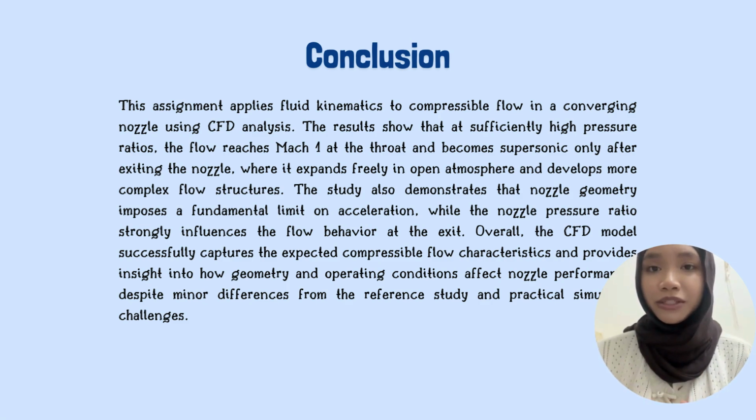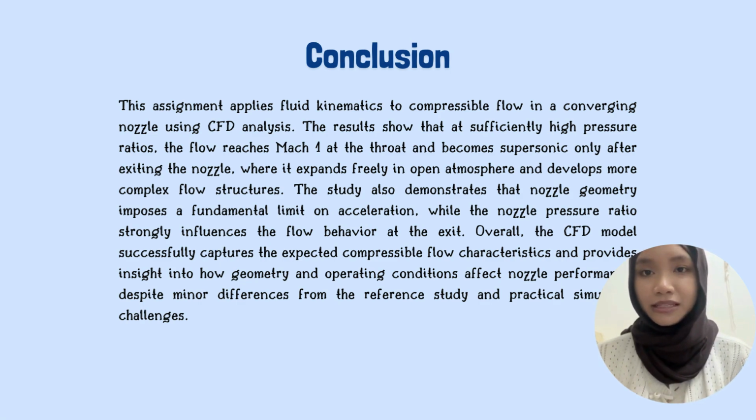The nozzle geometry and meshing were developed based on the reference study, allowing for a consistent comparison. The result also demonstrates how both nozzle geometry and nozzle pressure ratio significantly influence the flow characteristics. A converging nozzle accelerates the flow through a narrowing passage but imposes a physical limit, where the flow can only reach Mach 1 at the throat. Beyond this limit, further acceleration depends on the pressure ratio.